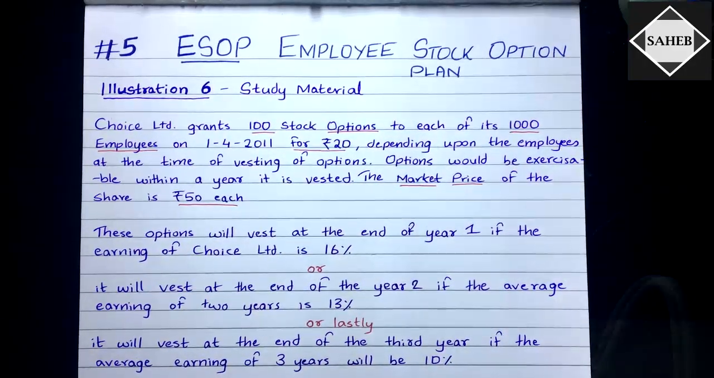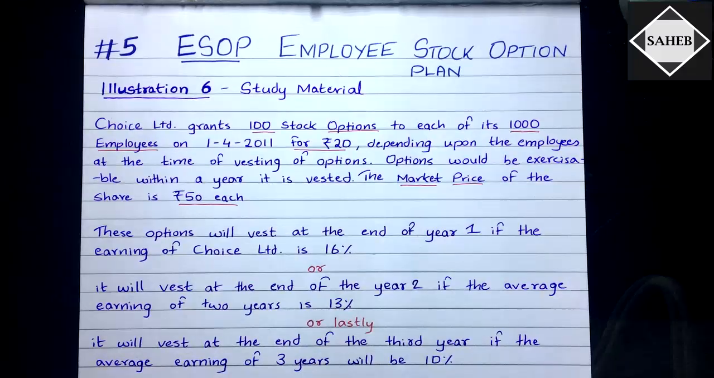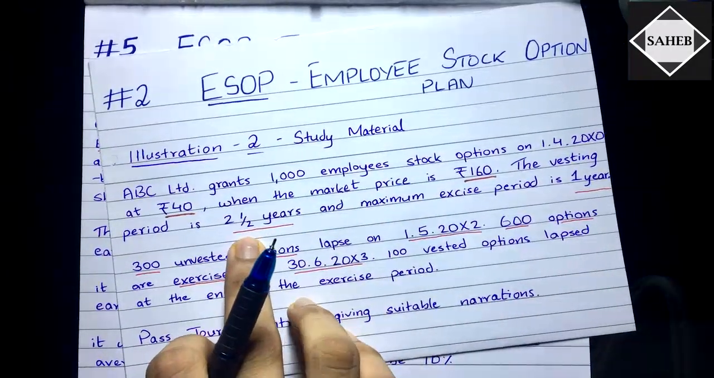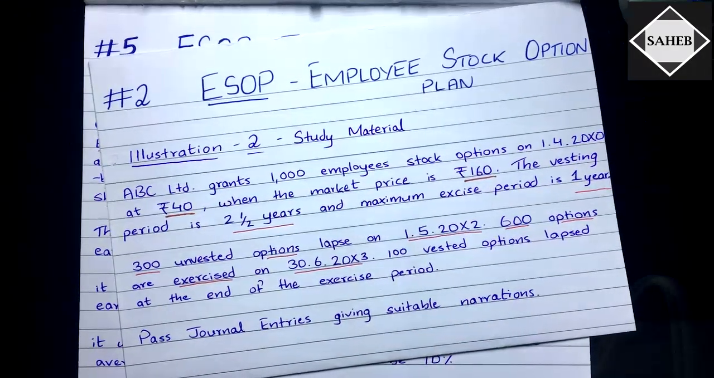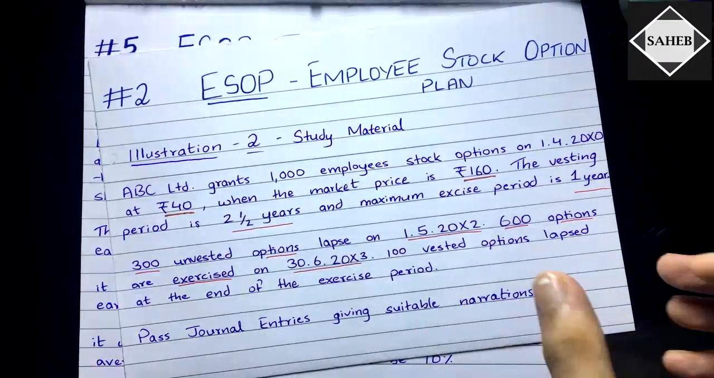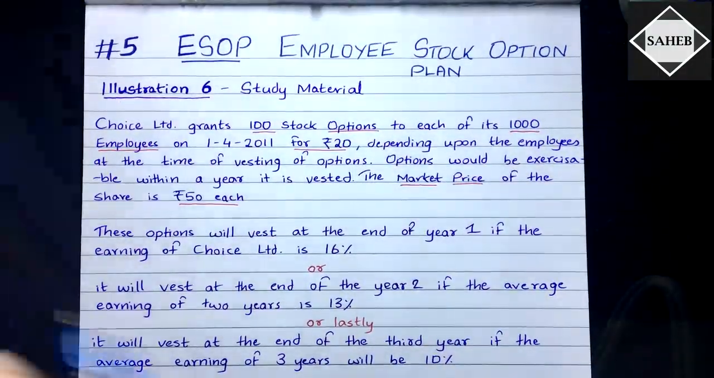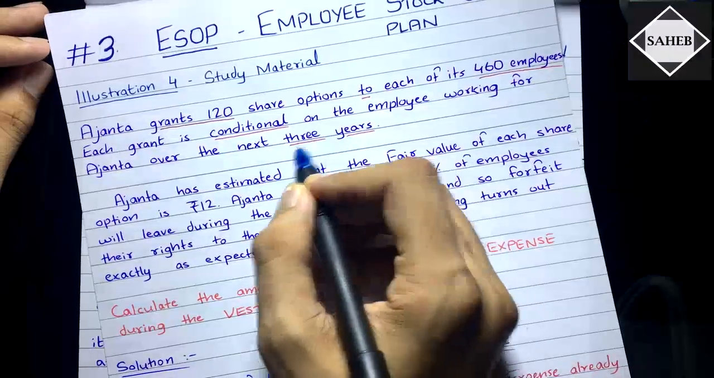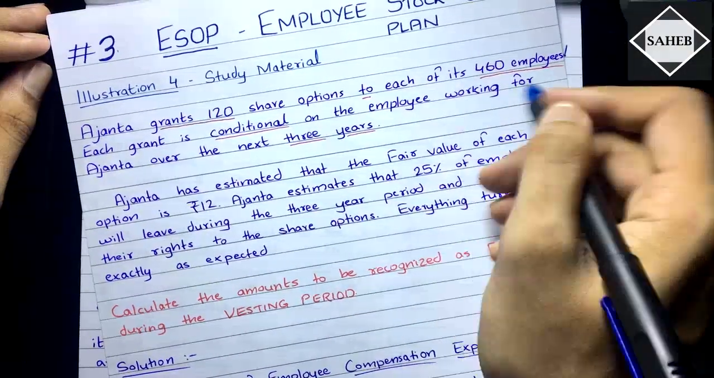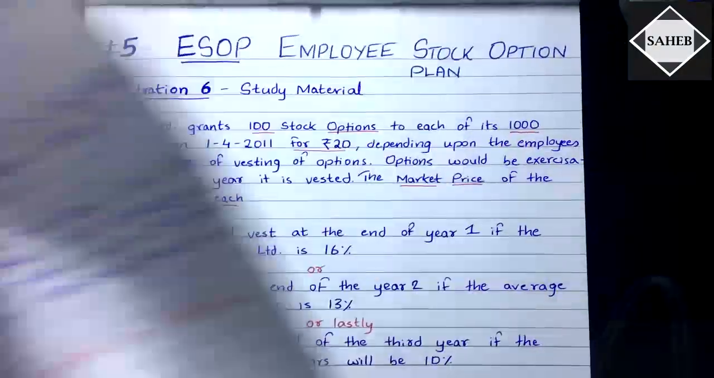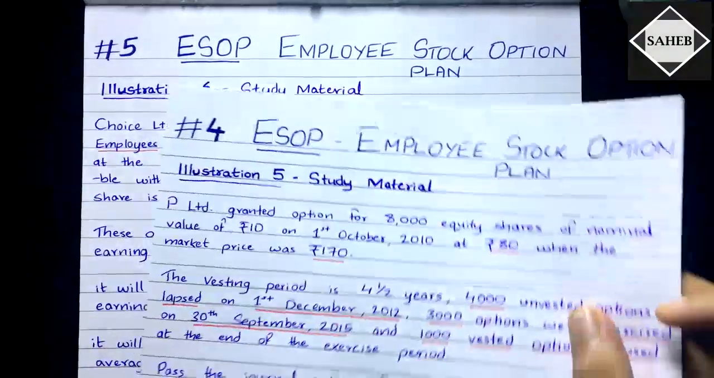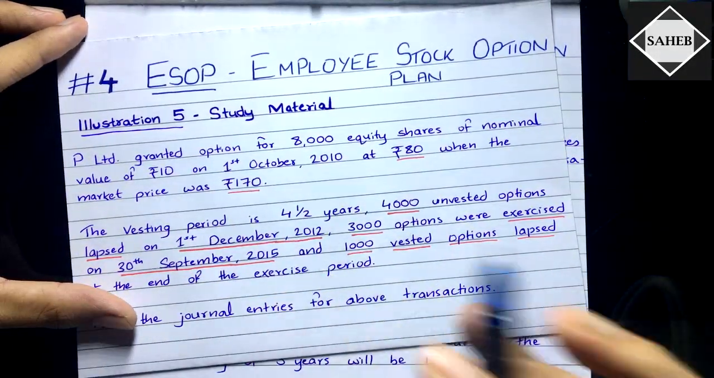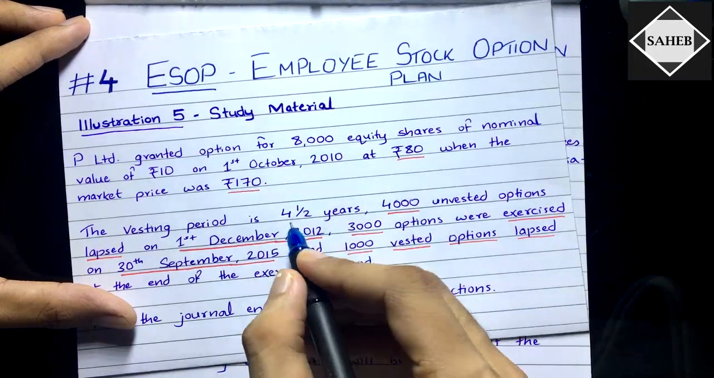Now, so far the problems which we have solved, the first, the second and also the third problem, see here, the illustration 2 of the study material, here we have got a service condition, that the employee has to be in the company for 2.5 years, then only the options will become eligible. And then in illustration 4 which we have solved, there also the employees had to work for the Ajanta company over the next 3 years. And then in the previous video, illustration 5, also the same thing, right? Here also the vesting period was given, exactly 4.5 years. The vesting period was fixed at 4.5 years.